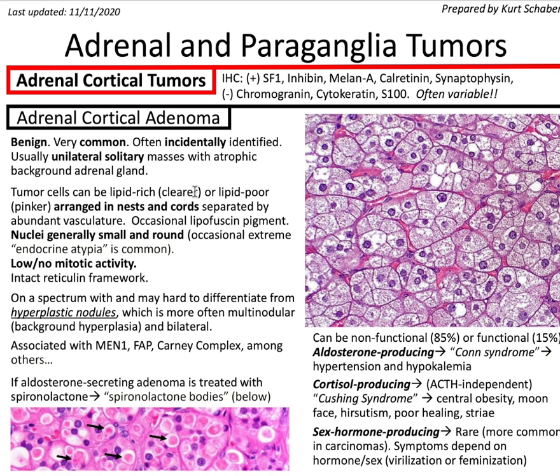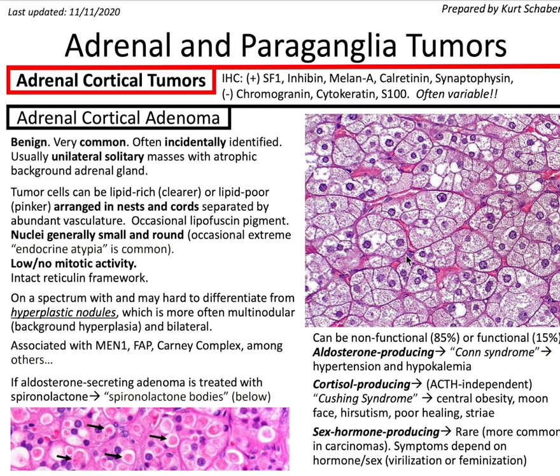Adrenocortical adenoma. This is benign. It's very common, often incidentally identified. It's usually a unilateral solitary mass with an atrophic background adrenal gland. The tumor cells histologically can be lipid-rich, which looks clearer, or lipid-poor, which looks pinker. And it's arranged architecturally in nests and cords, as you can see here, separated by abundant vasculature.